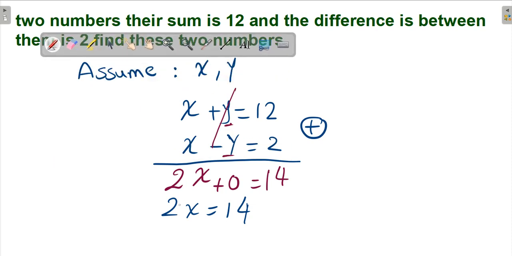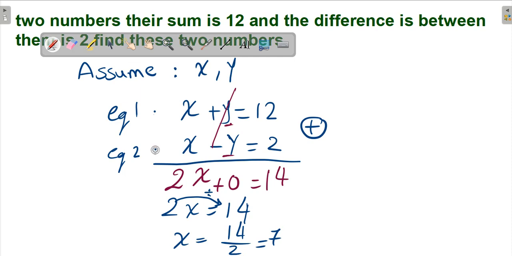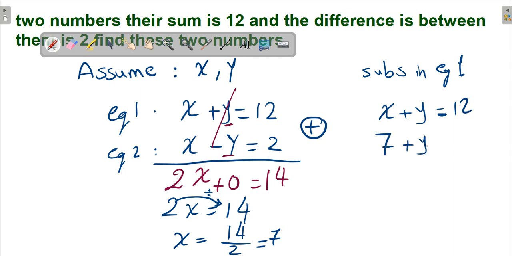2x means 2 times x. We send 2 to the other side by division. X equal 14 over 2 equal 7. Let's say this equation 1 and this equation 2. Substitute in equation 1. X plus y equal 12. You get x as 7 plus y equal 12. No sign before the 7, that means 7 is positive.